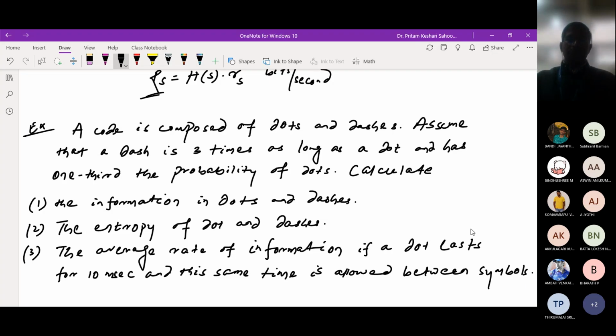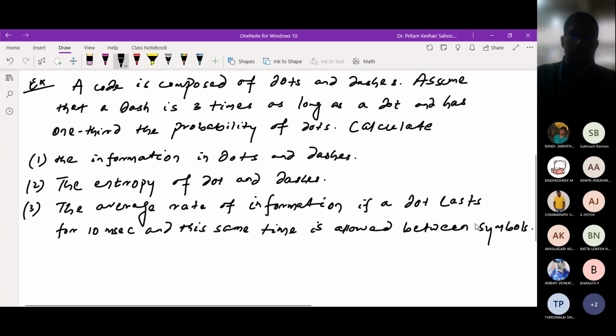So this is the question. Read the question carefully. A code is composed of dots and dashes. Assume that a dash is 3 times as long as a dot. That means if a dot has some length, then the dash has thrice the length of the dot. The dash is 3 times longer than the dot. And it has 1/3 the probability of dots.